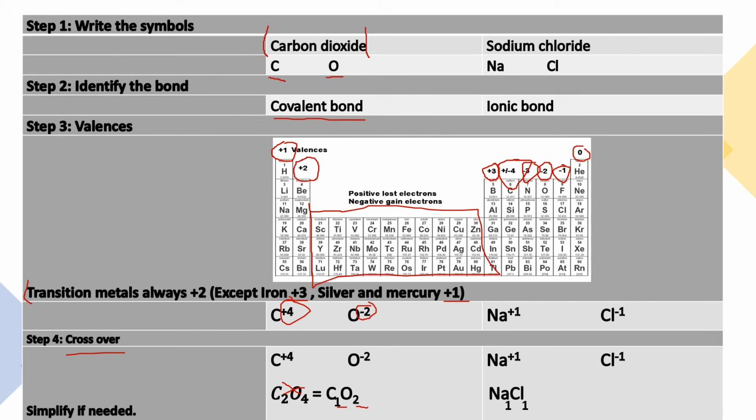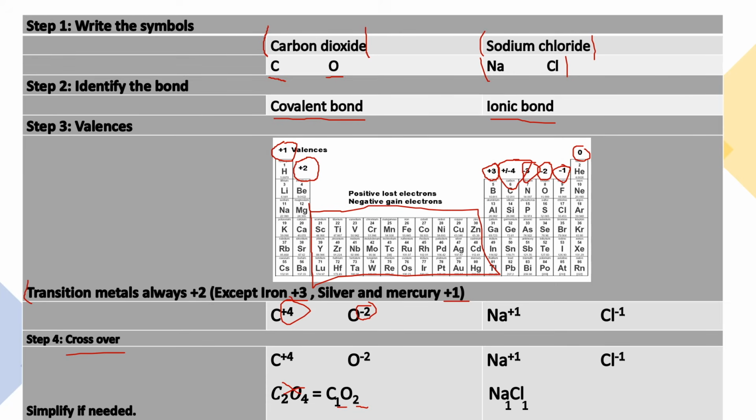If we go to another example, which is sodium chloride, the common name of sodium chloride is table salt, which is normal salt that we would consume when cooking. So first step is to write the symbols down, which is Na and Cl. This is an ionic bond, which means it is the bond between a metal and a non-metal.